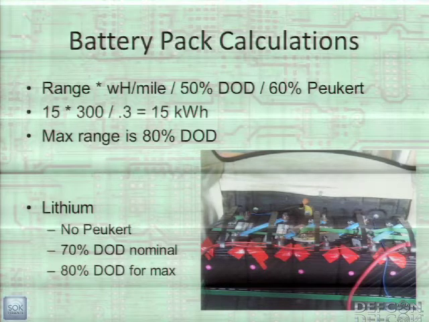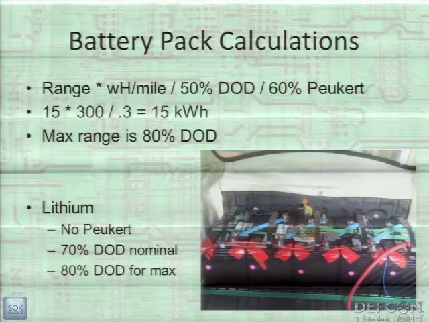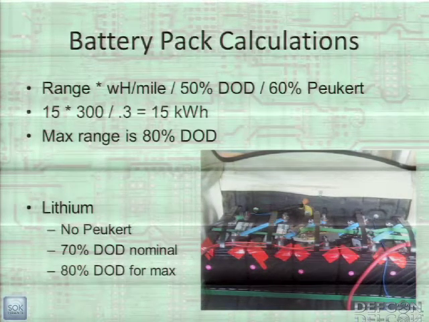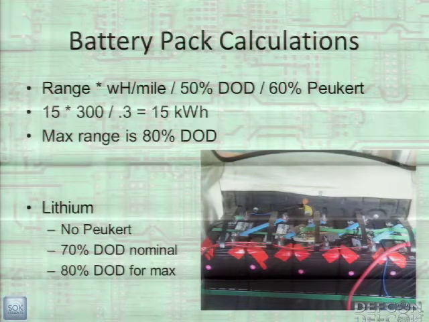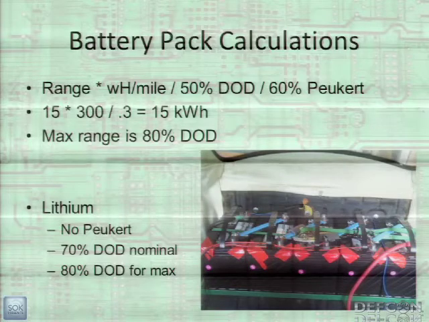You divide it by 50% depth of discharge for a lead acid battery. Even deep cycle batteries don't like to be cycled that deeply, so you don't really want to go beyond 50% on a regular basis if you want the batteries to last long.